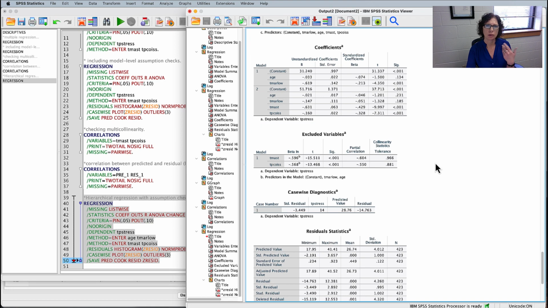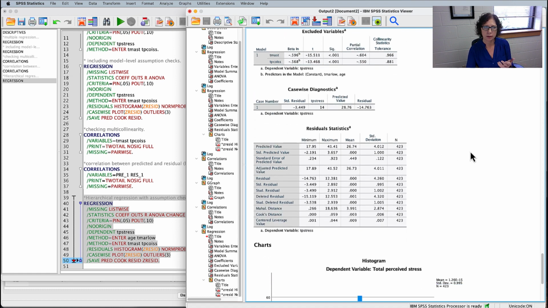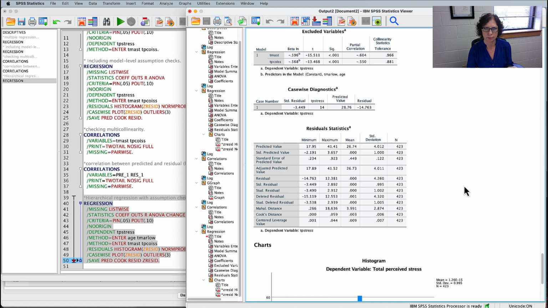So then all of those extras we asked for, we have that information here. We have a case that was greater than 3 standard deviations, so that means there could be an outlier there. But when we come down to Cook's distance, it looks like the maximum was 0.059, nowhere near a 1, so probably not going to worry about an outlier here.